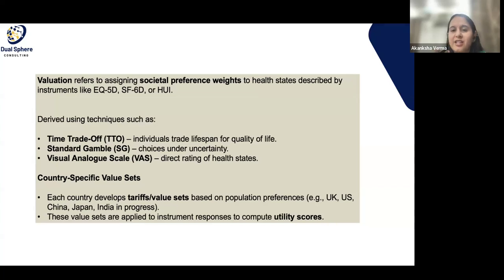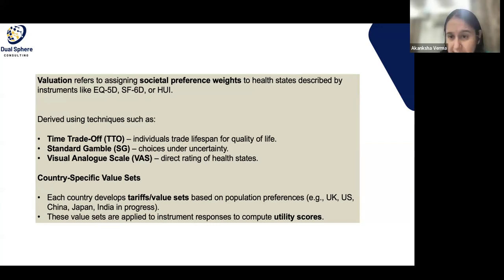Asthma might be more concerning to India, or if we talk about different months, it might be more concerning during certain time points than others, right? So based on that, societal preference weights differ, and it's not just about the individual point of view, it's about how society overall views that health state, and based on that, these value weights are assigned.